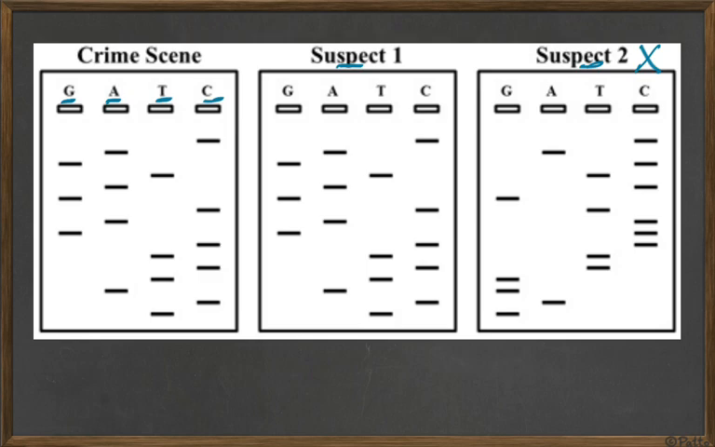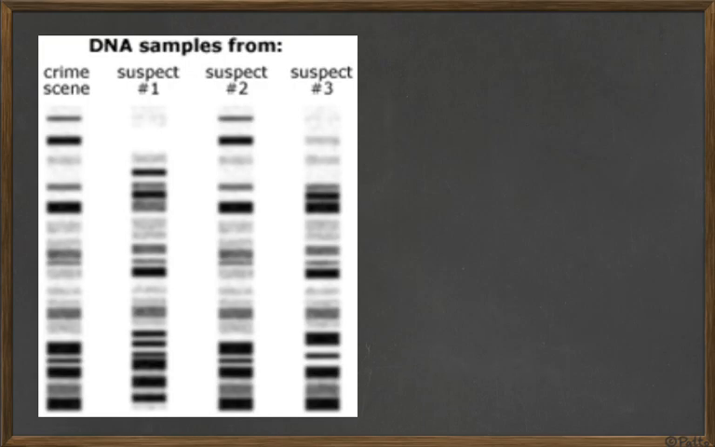Suspect number 1, on the other hand, matches for the G, for the A, for the T, for the C. So 4 times matching. This is not a coincidence. And then we can say, okay, suspect number 1 is associated with the crime scene. We cannot say that he committed the crime, but we can say that his DNA was found in the crime scene.